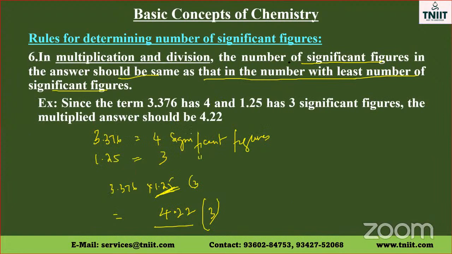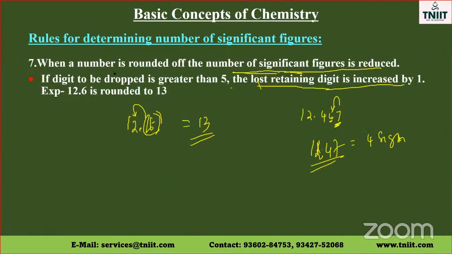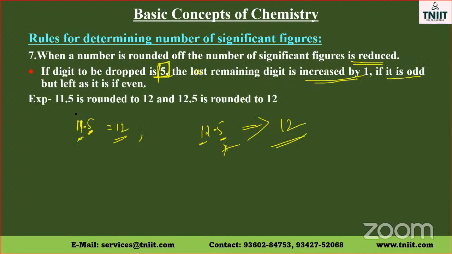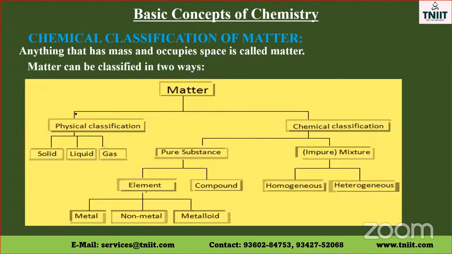Similarly in the case of multiplication, we have learned that the number of significant figures in the answer should be the same as that in the number with the least number of significant figures. When the number is rounded off, the number of significant figures is reduced. Similarly, with rounding off, we have learned it in detail.